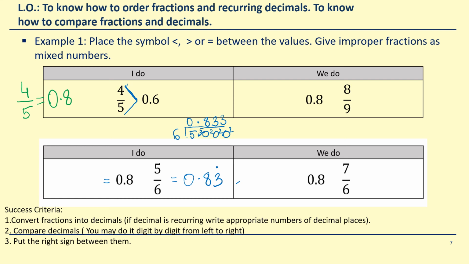Okay, some of you might have a bit of trouble with comparing those. So do you remember the trick with putting the same number of digits after the decimal point? So this is equal to 0.80 and this is 0.83. So definitely 0.83 is larger. Okay, so now pause this video and attempt we do.